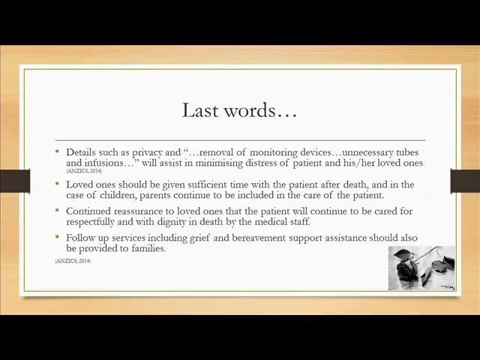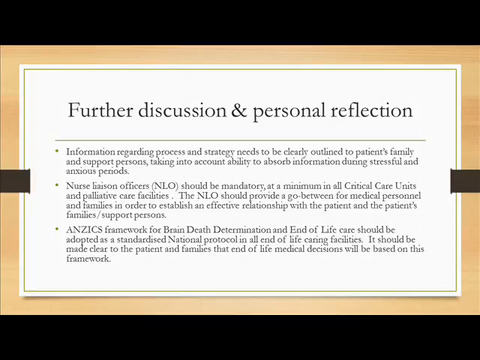In particular, what happens next, contact with coroner and funeral services, etc., should be covered with the family, both in verbal and written forms. The ANZIC's framework for brain death determination and end-of-life care should be adopted and integrated into operating procedures in all end-of-life care facilities. Nurse liaison officers should be mandatory and provide a one-stop shop for families to get accurate information, ask questions, find answers, express distress, and find support during end-of-life times, which are times of extreme stress and high anxiety.